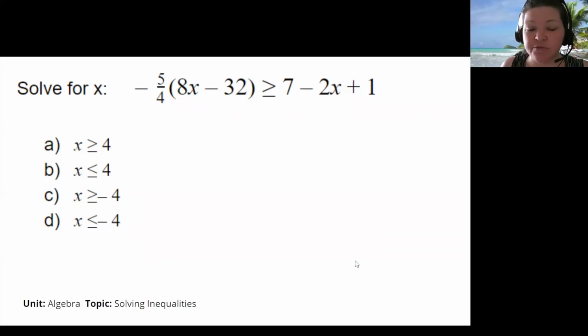Unit is algebra. Topic is solving inequalities. I don't know if anybody's ever seen Hitchhiker's Guide to the Galaxy or read the book, but on the cover of the Hitchhiker's Guide to the Galaxy, it says, don't panic. So that is my message to you right now. Don't panic. Here we go. We can do this next one.